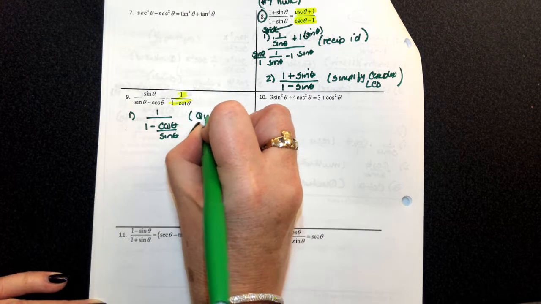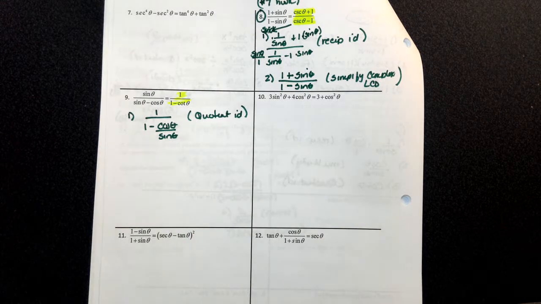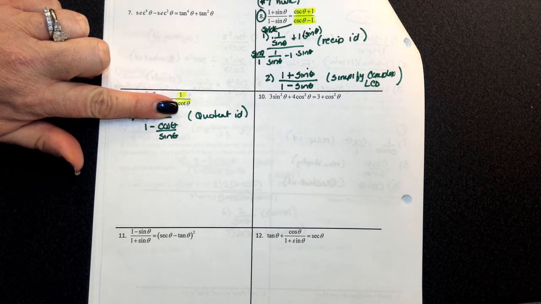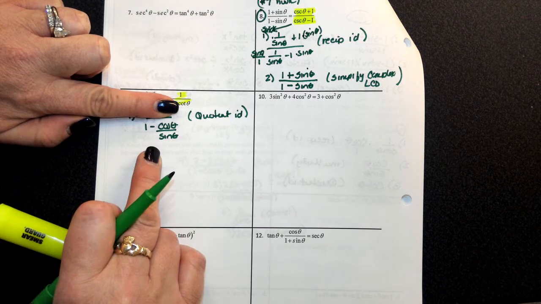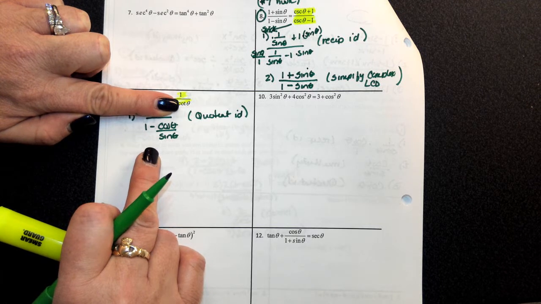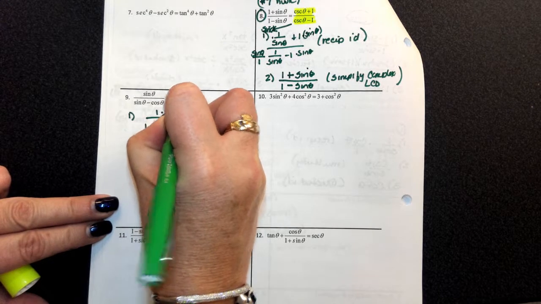And this is my quotient identity. Another one of your favorites, you have another complex fraction. How do you simplify complex fractions? You multiply everything by the least common denominator. There is no fraction on the top. Look on the bottom. What is the least common denominator going to be for the fractions on the bottom? It's going to be a what? Sine theta. So multiply everything by a sine theta.